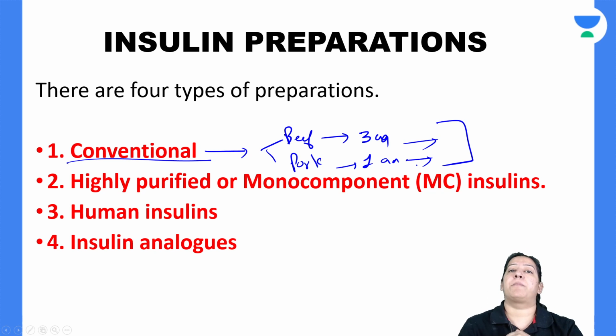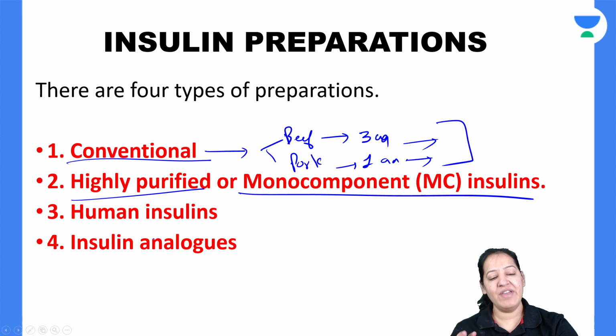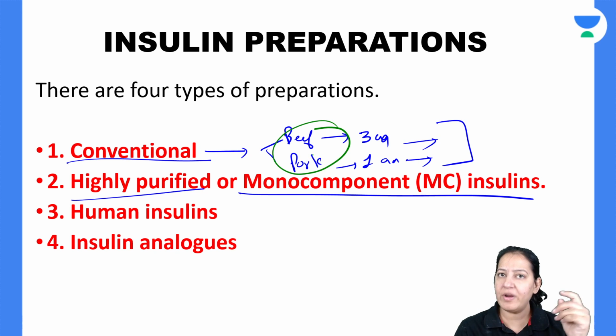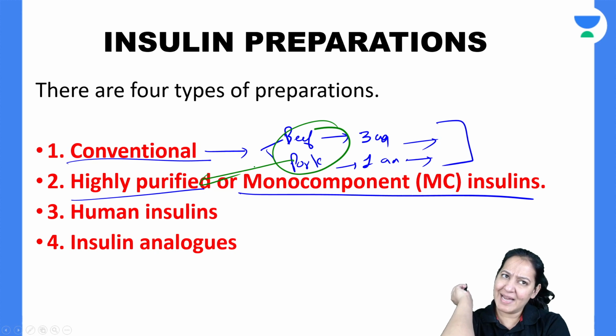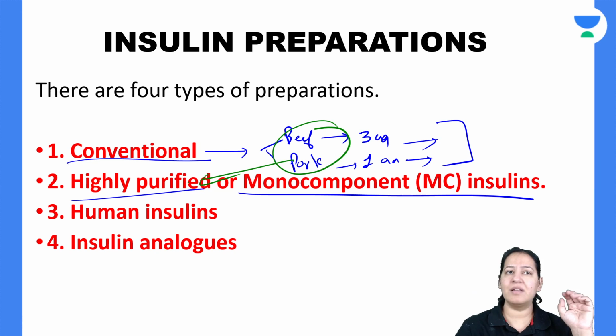Coming to the next insulin preparation, that is monocomponent insulin, that is highly purified, right? What we are doing in this is taking the conventional beef and pork, and before injecting in humans, we are purifying them. That's it. So again, they are less antigenic than conventional, but a little bit more antigenic than human insulin. These are not used nowadays. Nowadays, we use neither conventional nor monocomponent. They are only of theoretical importance, but you should know it.